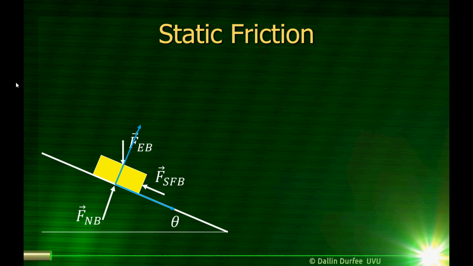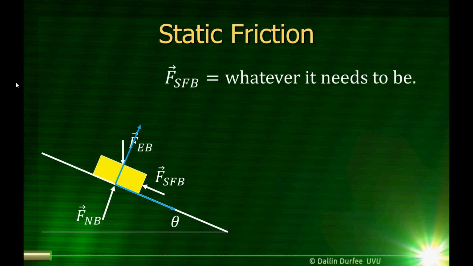We're going to use a coordinate system again where x is going down the surface and y is normal to the surface. Now, the force due to static friction is whatever it needs to be to keep the book from sliding until it no longer can stop the book from sliding. So assuming that it can stop the book from sliding, then the force due to static friction is just going to be negative the x component of gravity, because the only forces that have x components are the force due to static friction and gravity.